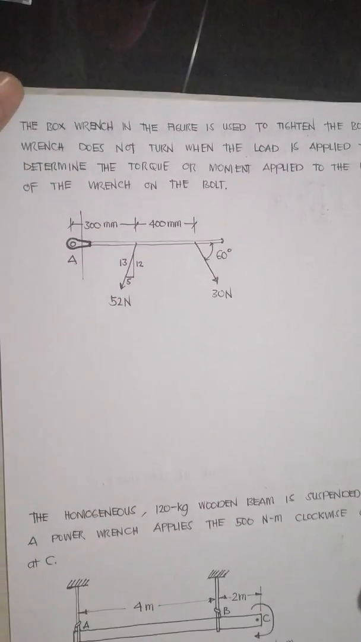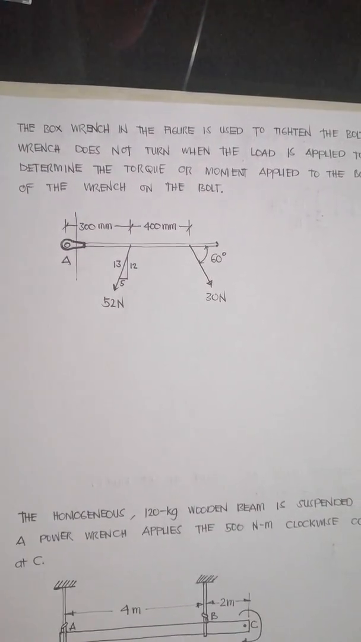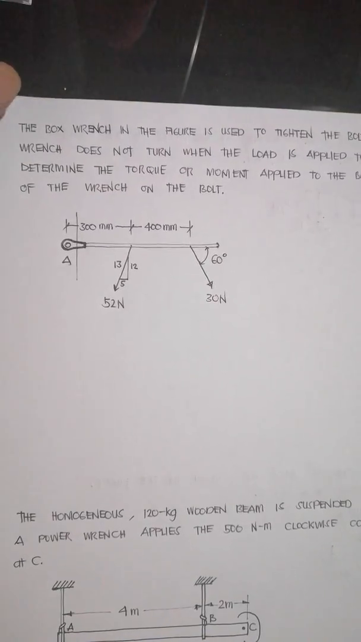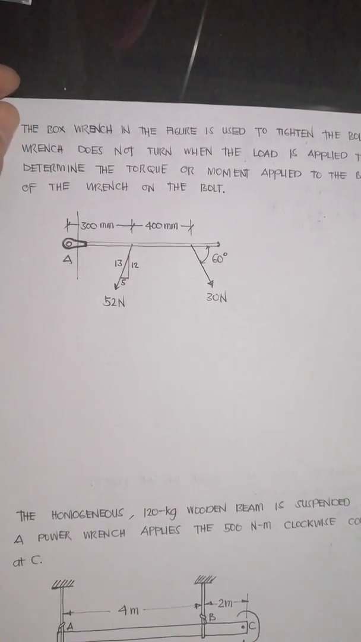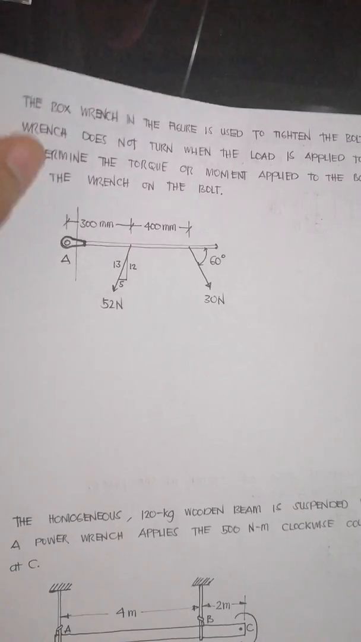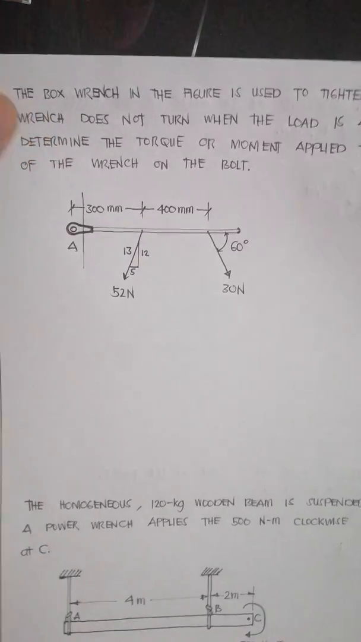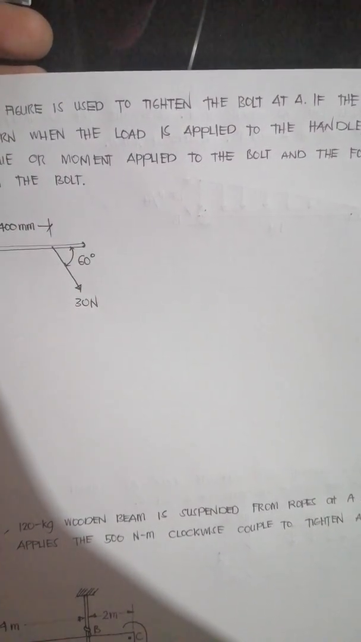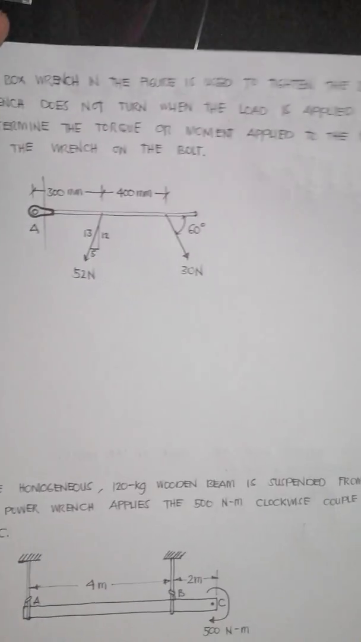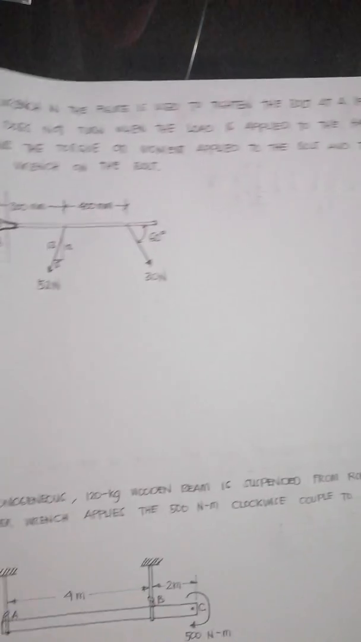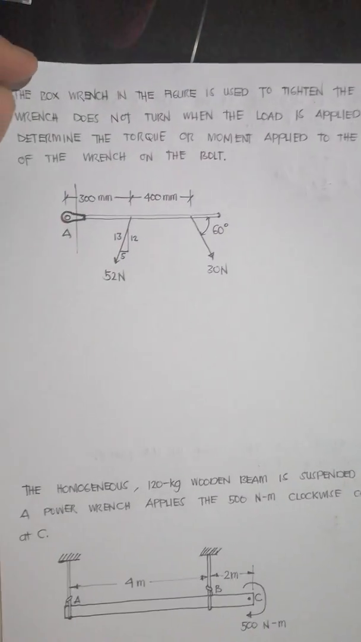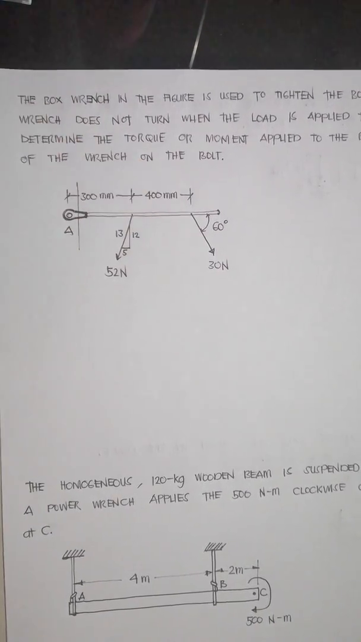Okay, let us now solve example problems regarding equilibrium of rigid bodies. First example: the box wrench in the figure is used to tighten the bolt at A. If the wrench does not turn when the load is applied to the handle, determine the torque or moment applied to the bolt and the force of the wrench on the bolt.